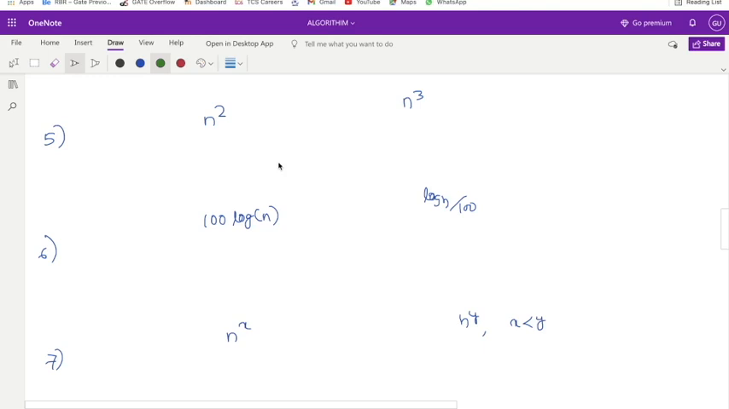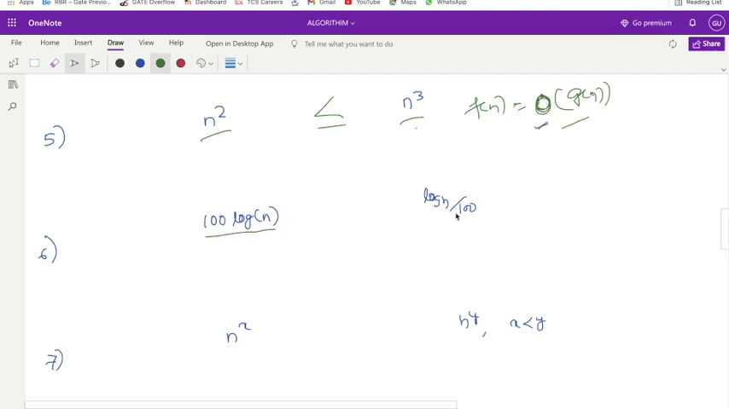You can use these simple concepts there and can get the answers done. Let's see the fifth question. This is n square and n cube. This one will be greater. I can write it as f of n equals to order of g of n, because g of n is greater. So I'll put inside the big O notation.